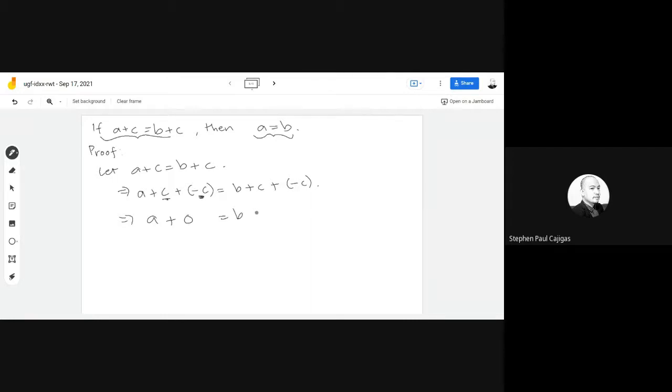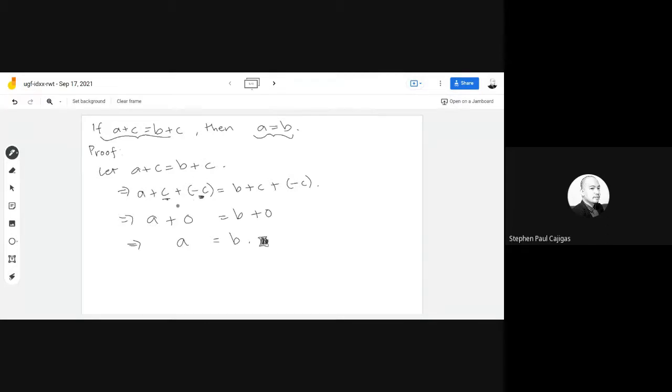So that C plus negative C is equal to 0. And then this one also here is equal to 0. And of course, A plus 0 is equal to A. And we have B plus 0, that's also equal to B. So we were able to reach the conclusion that A is equal to B if A plus C is equal to B plus C. This is how the proofs of the other theorems and properties will go.